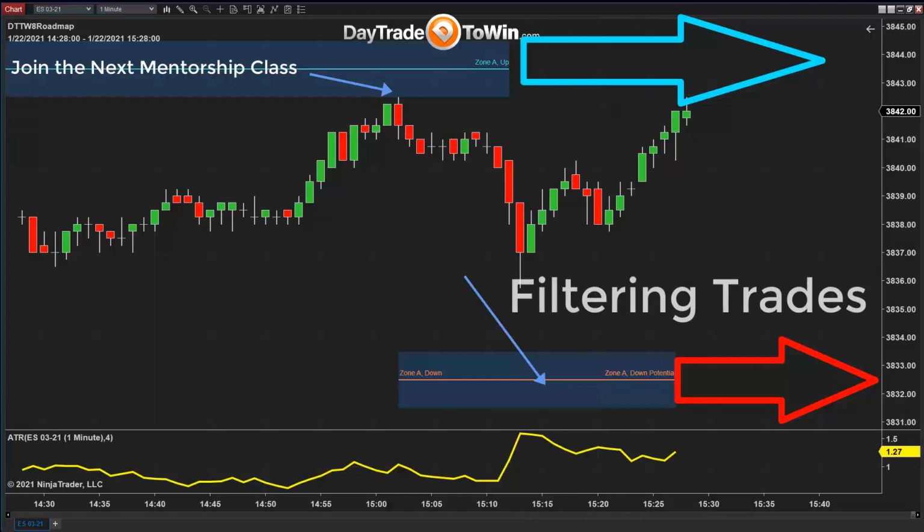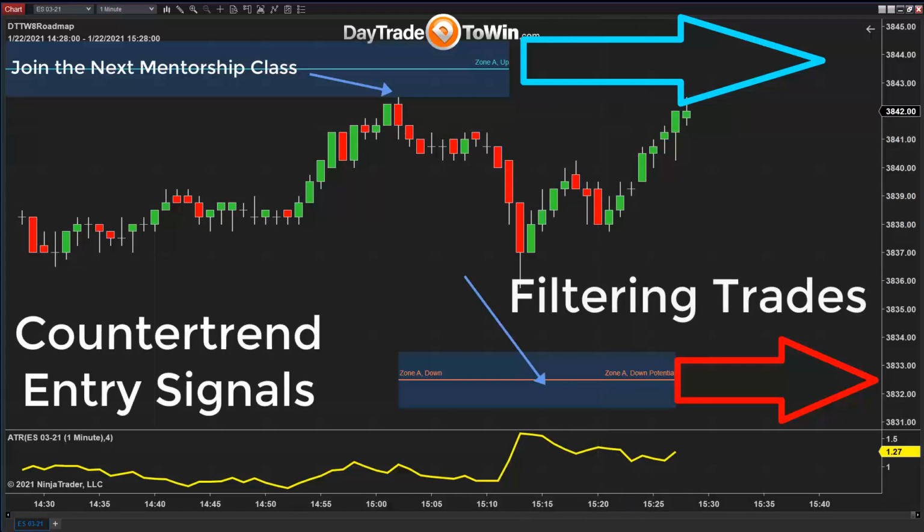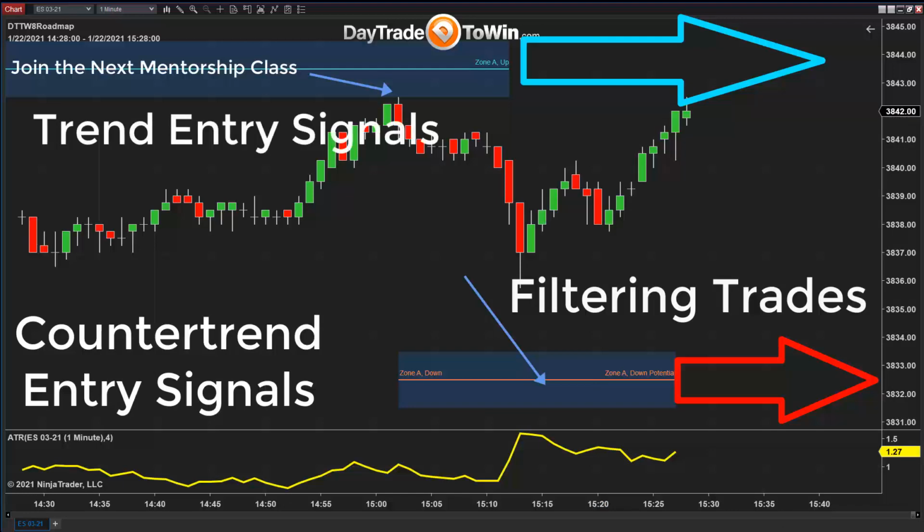And that's how the roadmap works. It's used as a filter, as an entry, both counter trend and with the trend. It's a very useful piece of software.